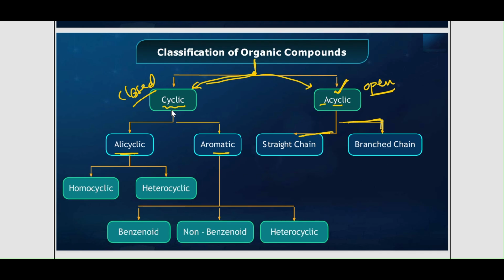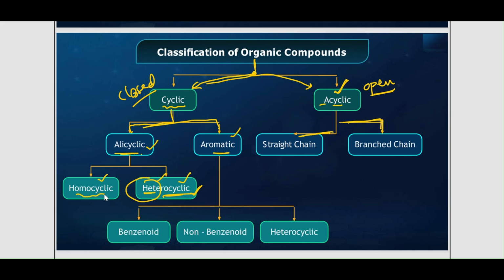Similarly, here you can observe that cyclic compounds are divided into two types: alicyclic and aromatic. We will discuss one by one in complete detail. Once again, alicyclic is divided into homocyclic and heterocyclic. So what are these homocyclic and heterocyclic? We will discuss each and every type of carbon compound with suitable examples. Heterocyclic: hetero means different. In a closed carbon chain, atoms other than carbon are also present, and hence it is called heterocyclic.